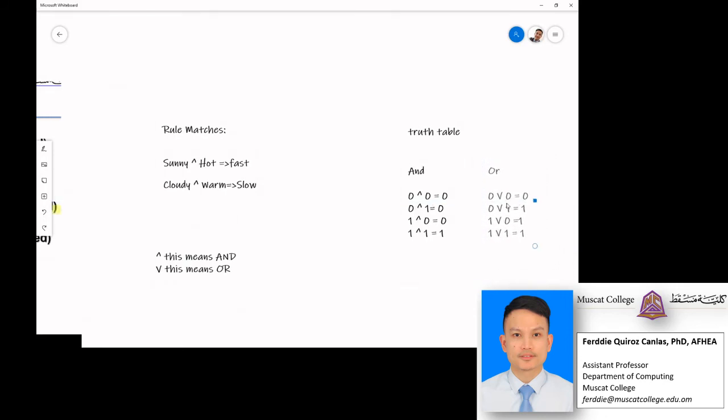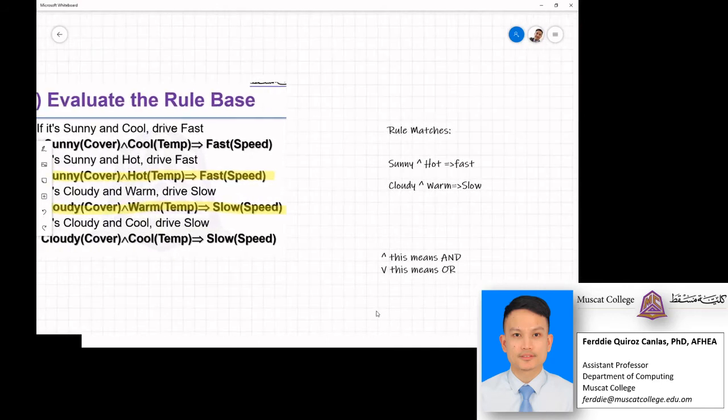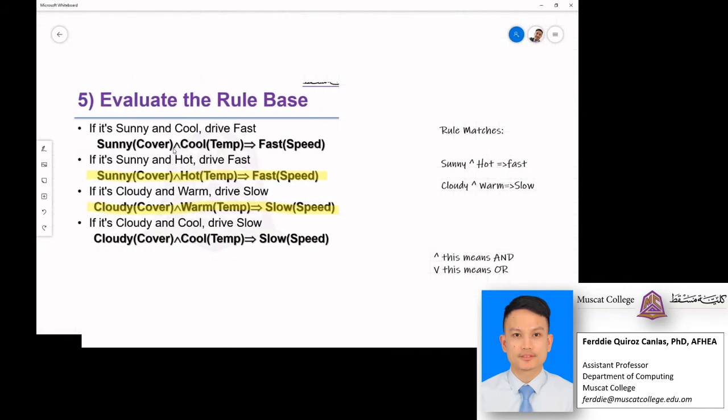Why am I discussing these truth tables for AND and OR? Because you have to remember, in the exam, sometimes it's not only AND that we use. Sometimes we use OR, okay? That's why please make note of the symbols used here. If it is like this, then we are talking about AND. If the symbol is an inverted symbol like this, then you will be working with OR.